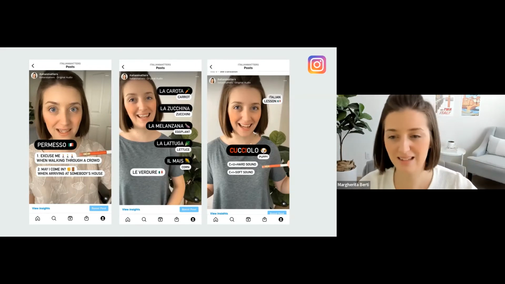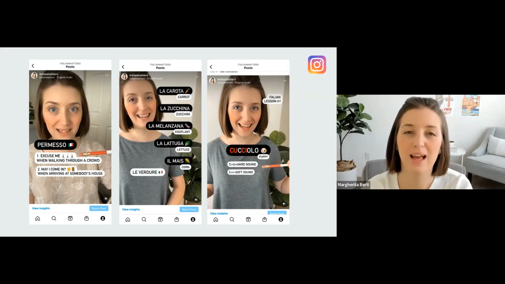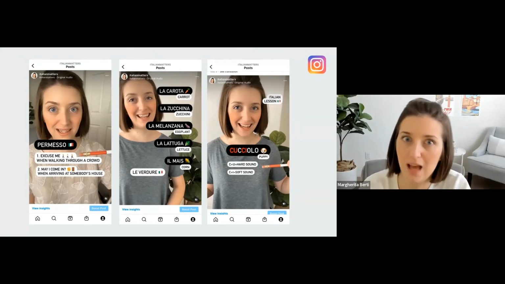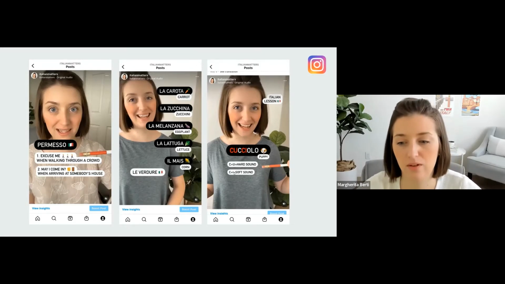And on the last lesson over here, for example, there is this word in Italian, cucciolo, it means puppy, and we can look at the pronunciation and how the C sound changes in Italian based on the vowel that comes after. We can have a hard sound or a soft sound.